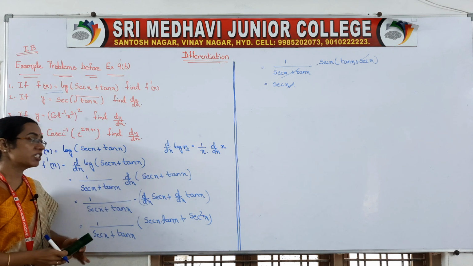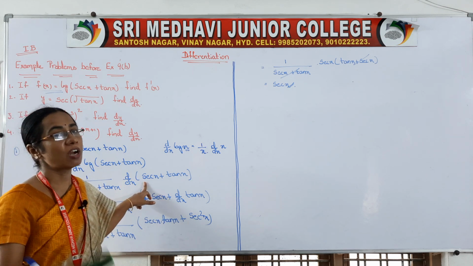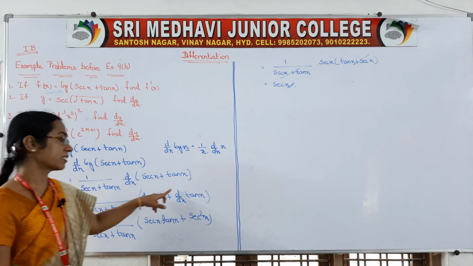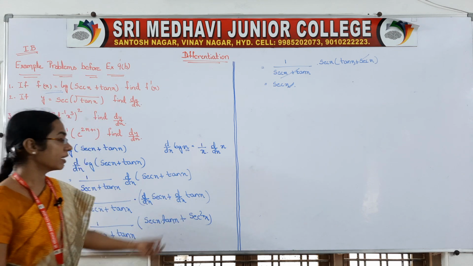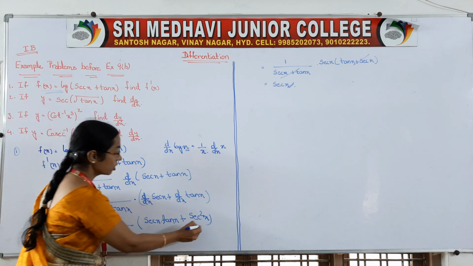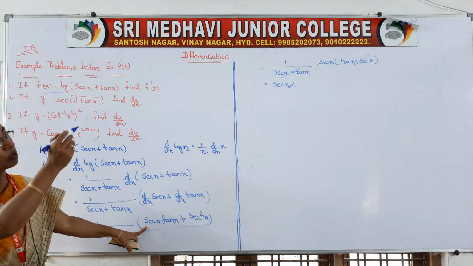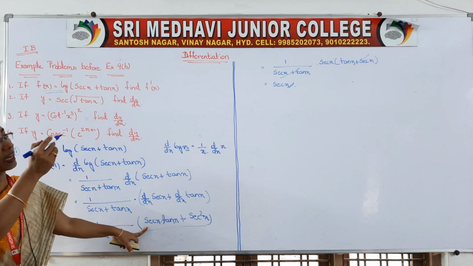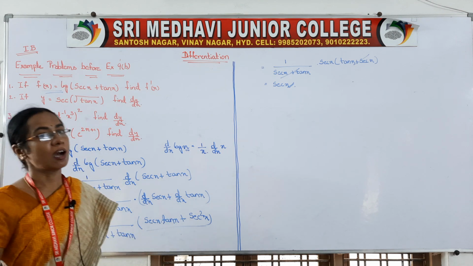When in the differentiation we have plus or minus, we have to take the separate derivatives. So d by dx of secant x, d by dx of tan x. D by dx of secant x is secant x into tan x, and d by dx of tan x is secant square x. If you observe these two terms, secant x is common, so you take secant x outside, then you will have tan x plus secant x, both will cancel, and you will get the answer.